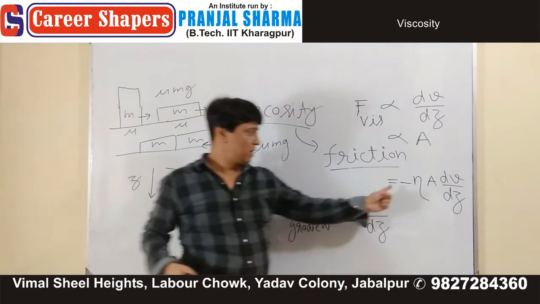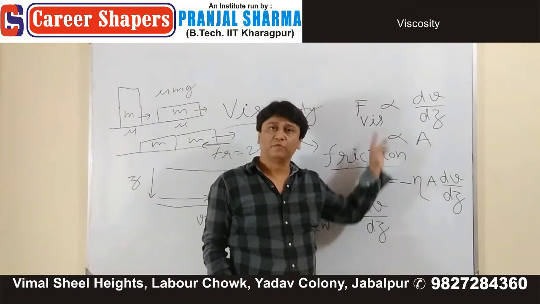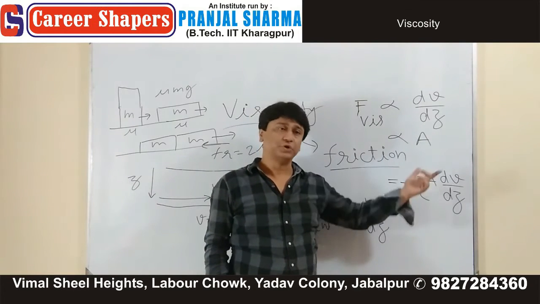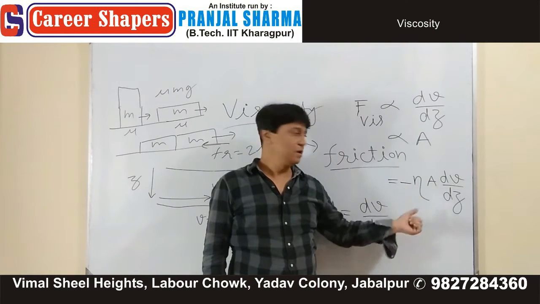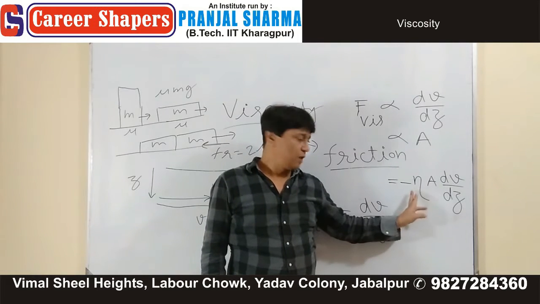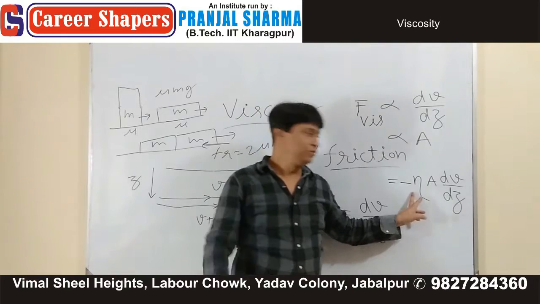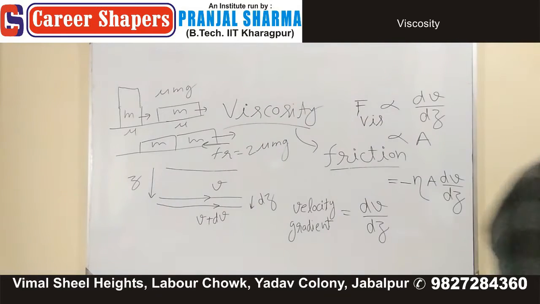Everybody understands what's the meaning of negative sign? Viscous friction, it's opposing. Negative sign is giving you the opposite sense. And with eta, write down this is coefficient of viscosity.